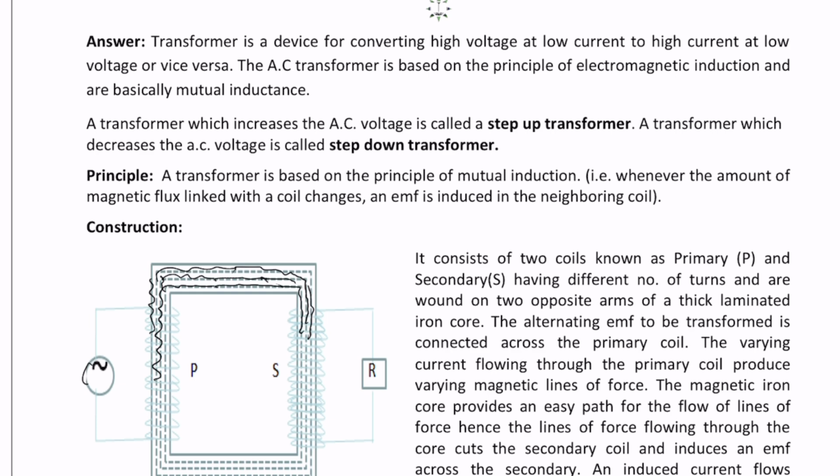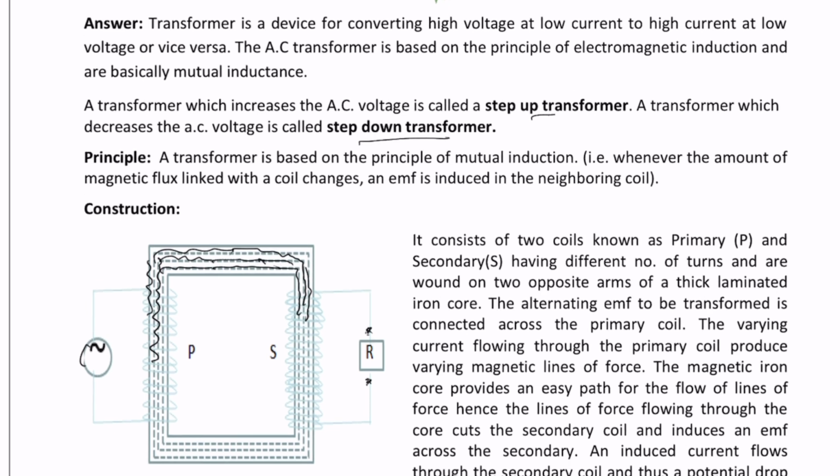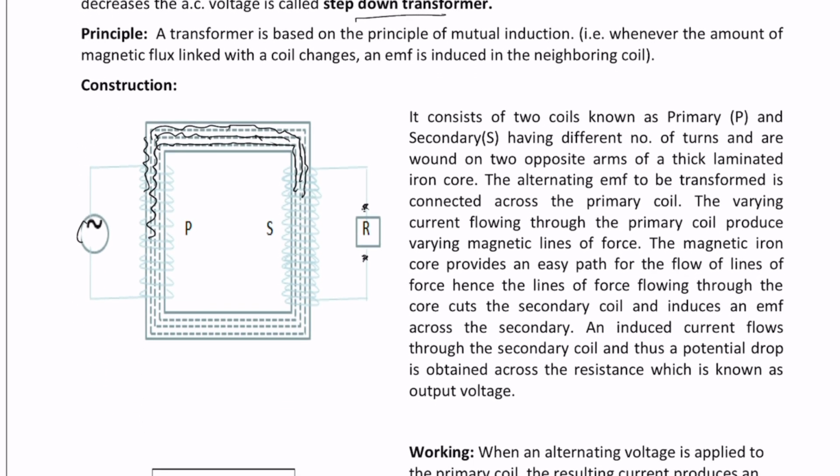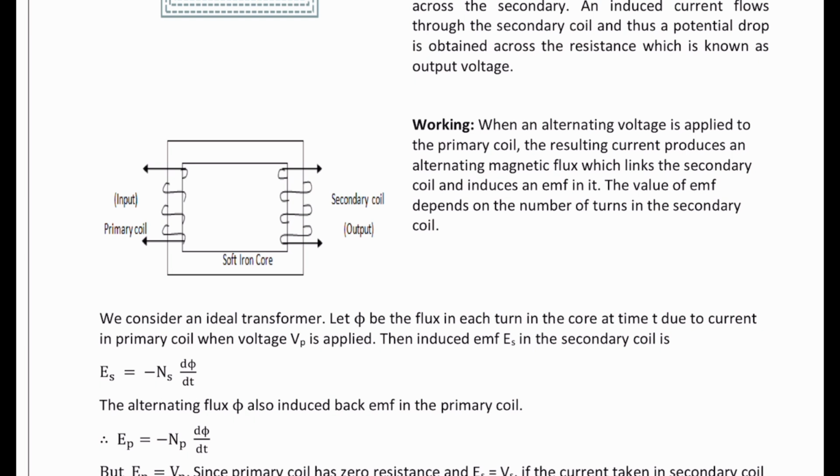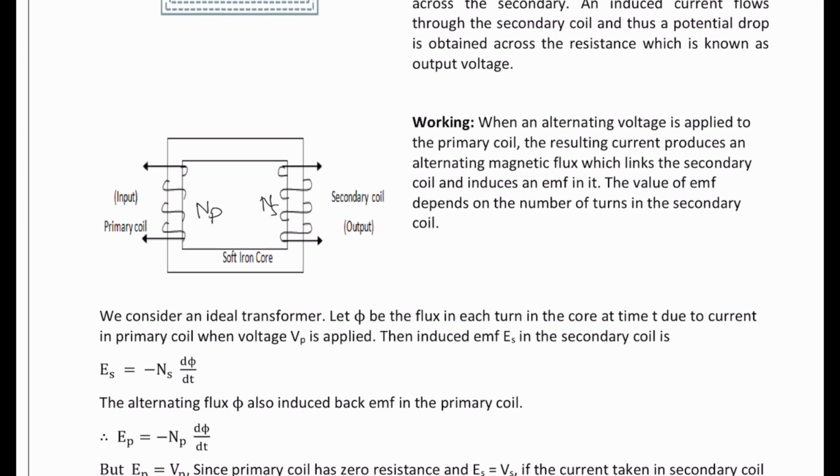The principle of mutual induction, or electromagnetic induction, is this: lines of force must cut the plane of the coil and must vary with time. Both conditions are satisfied, so mutual induction will happen and we will get a load voltage across the load. This is a step down transformer. You can take the theory part of it. There is a number of turns in the primary and a number of turns in the secondary, and they differ depending on whether you step up or step down.